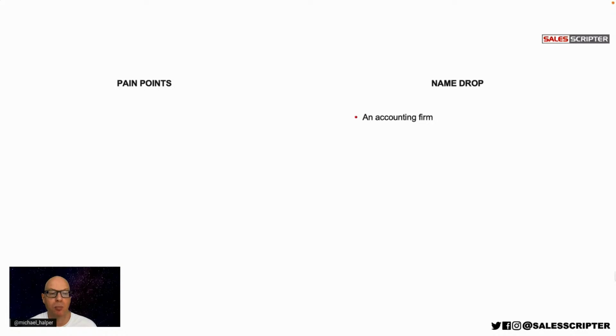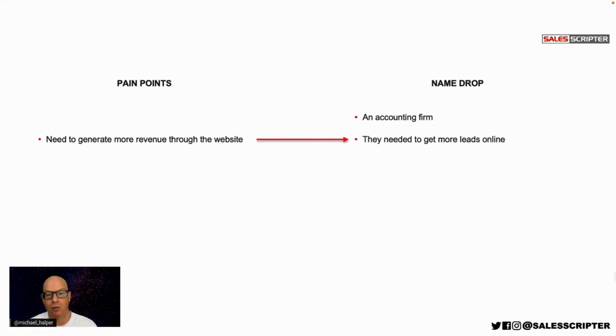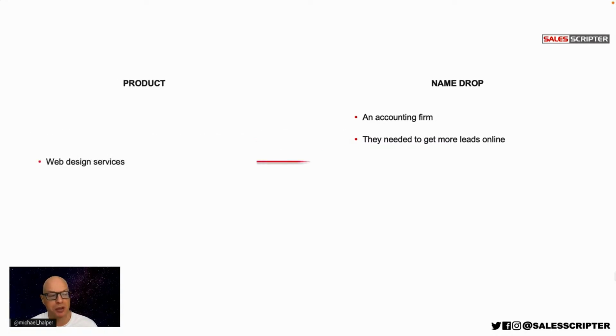Now we can look at pain points. So we looked at our different pain points and we see, okay, we solve the pain of needing to generate revenue through the website. And so then we can use that to think about the accounting firm, and that the accounting firm, they needed to get more leads online. So they had that pain point. Then we can look back at the product that we sell. We sell web design services. So we help them to redesign their website.